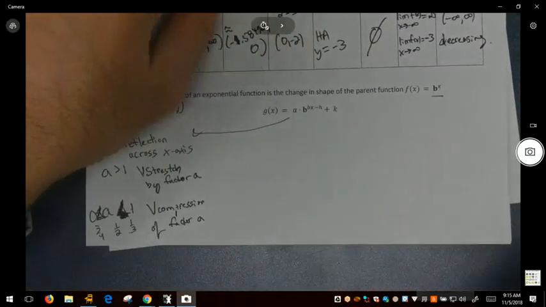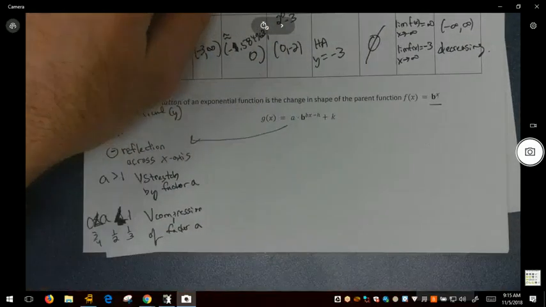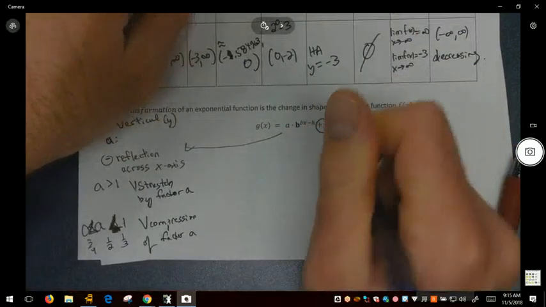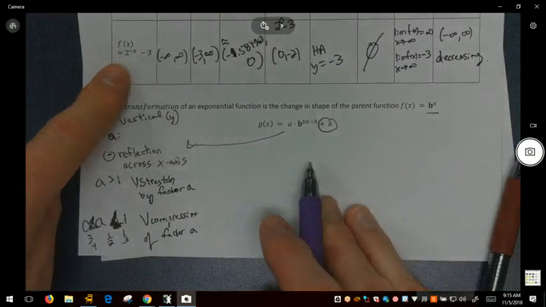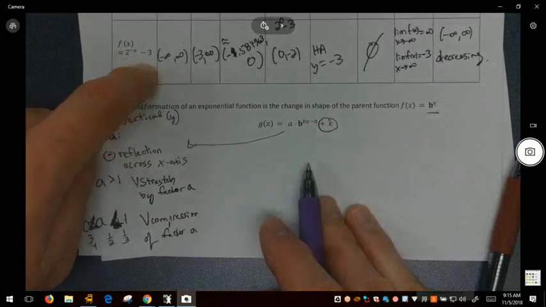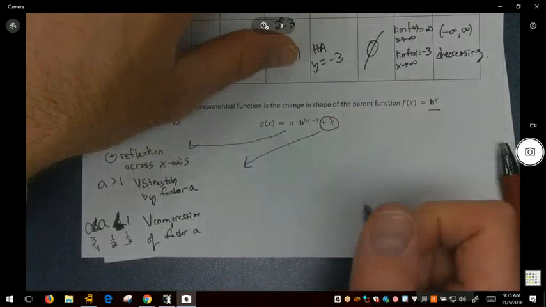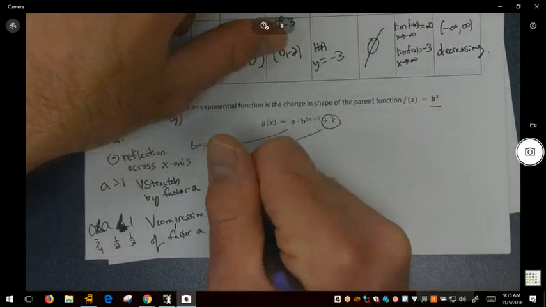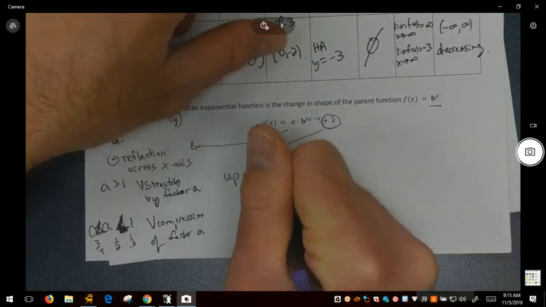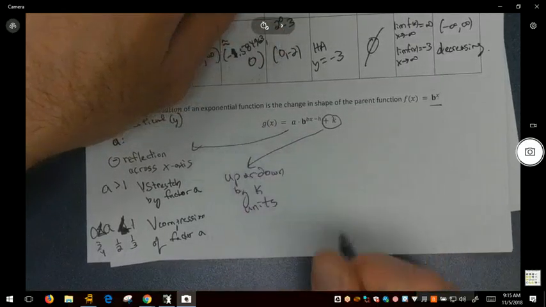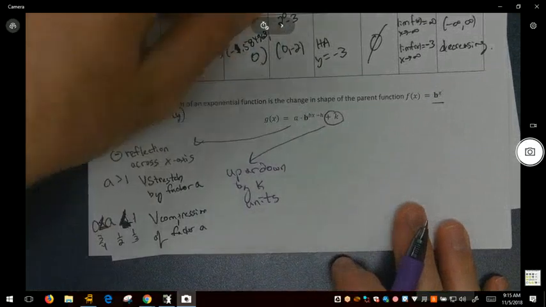Also affecting the vertical height is the plus k. We just saw that with this last one. We have the function and then we took 3 away from all those values, which shifted everything down 3 units. This is going to be a shift up or down by k units. So if you see a -3, it shifts down. If you see a +3, it shifts up.